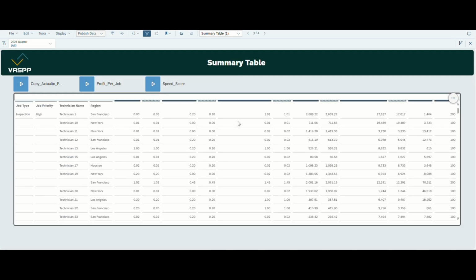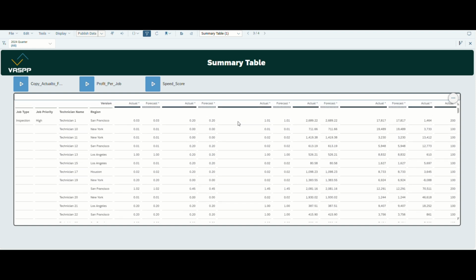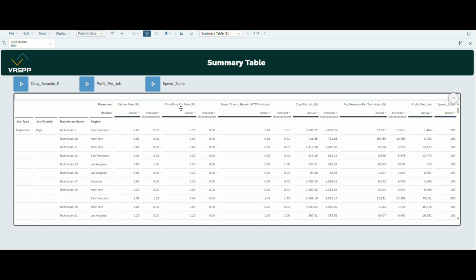Moving to the third page, this is your control tower view, the field service summary table. But don't just think of it as a report. Think of it as your command center for operational excellence. Each row represents a slice of your service operations, filtered by model dimensions like job type, job priority, technician name, and customer region. While each metric next to it tells a deeper story about your workforce productivity, service quality, and cost efficiency. Let's break it down.